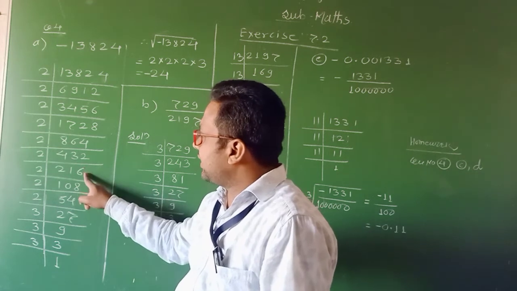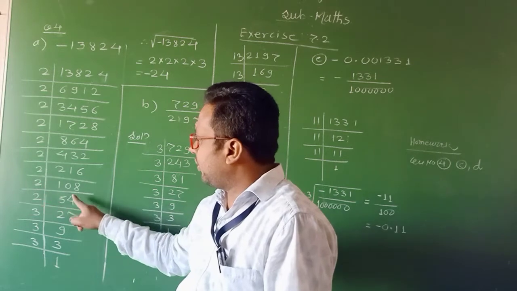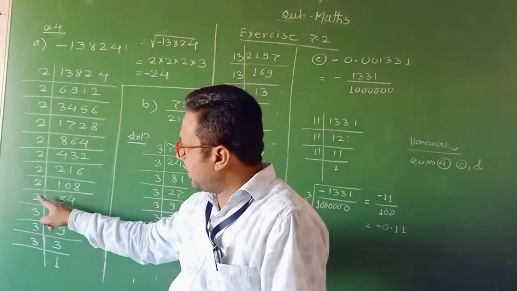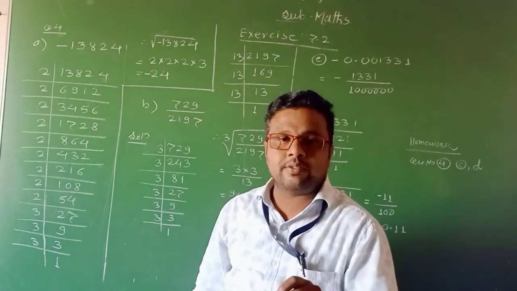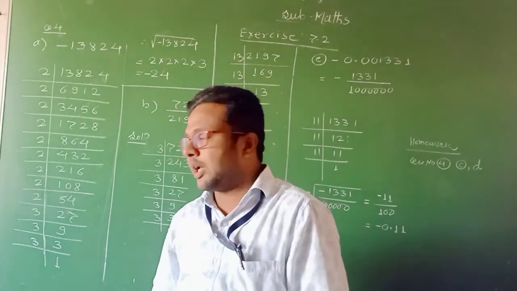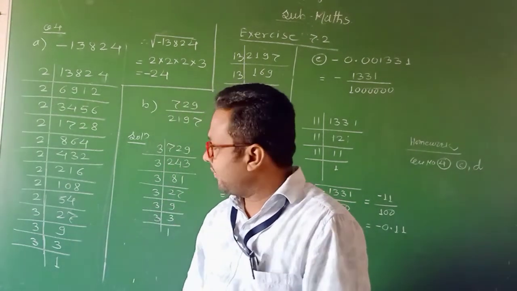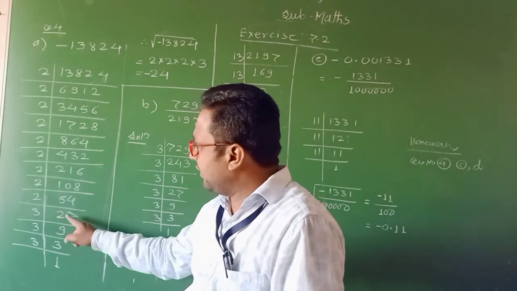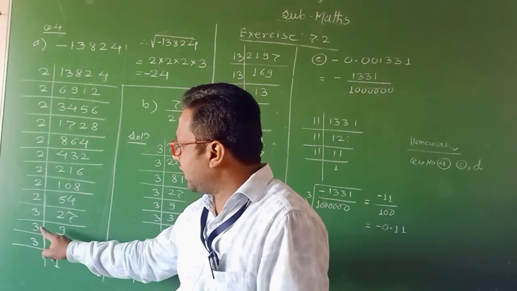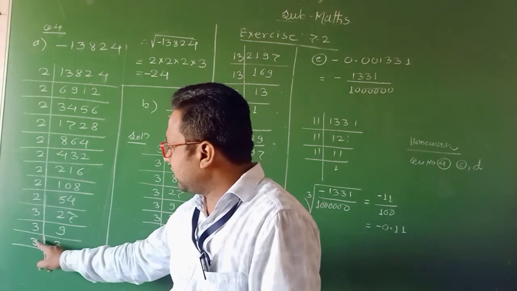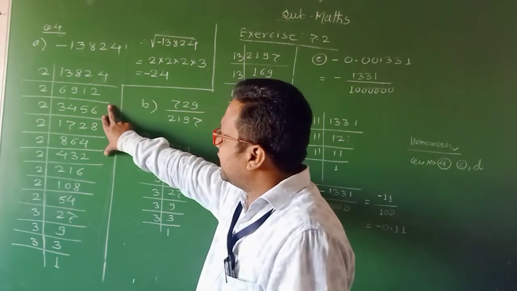216 divided by 2 we get 108. 108 divided by 2 we get 54. 54 divided by 2 we get 27. Now 27 is an odd number, so it is not divisible by 2. We think about the next prime number. 27 is divided by 3, the next prime number, and we get 9. 9 divided by 3 we get 3, and 3 divided by 3 we get 1. Now prime factorization is completed.